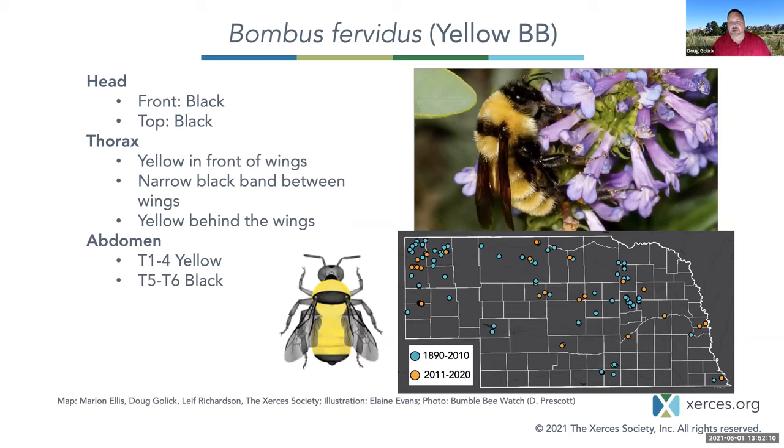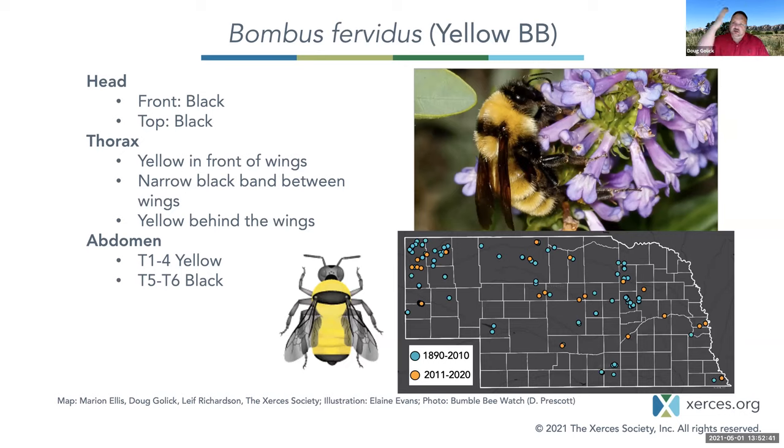Bombus fervidus, one of my favorite species, is found throughout the northern two-thirds of Nebraska. Again, a lot of these spots on the map have been collected pretty heavily compared to maybe some of the spots out in the Sand Hills, so it may be found elsewhere. This is our almost completely yellow thorax group, and compared to the previous group that we looked at, there is a lot more yellow on the abdomen.